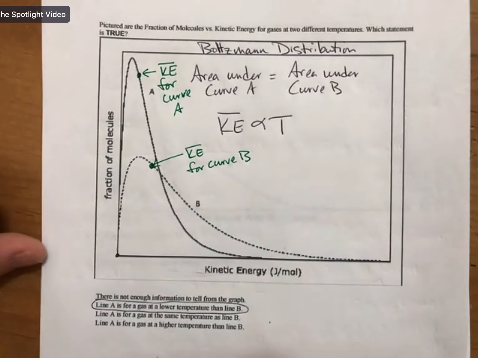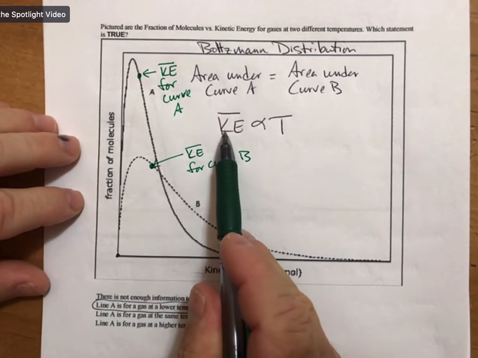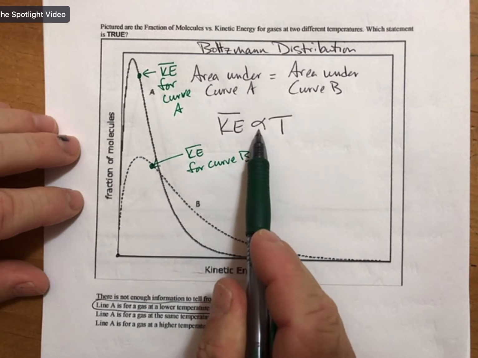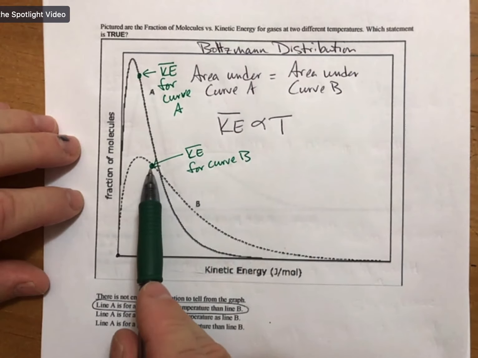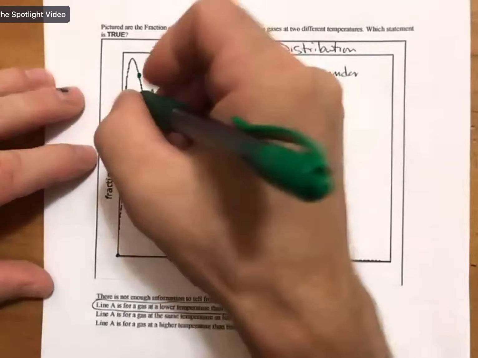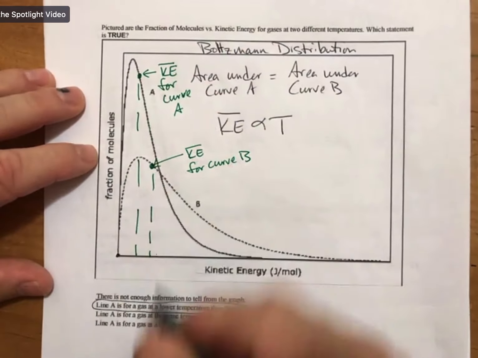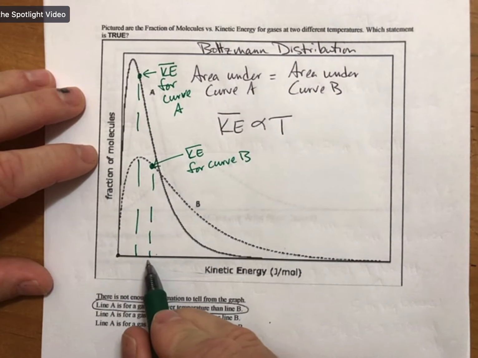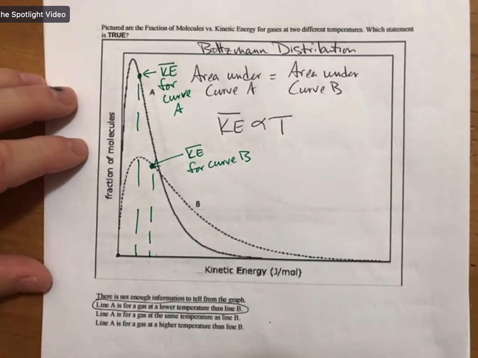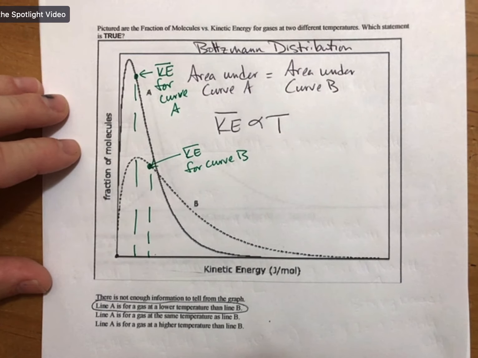Okay, and again, those don't help you answer the question, but what you can see is with this relationship, average kinetic energy is proportional to T. Since the average kinetic energy is larger for curve B, that means it must be at a higher temperature. Are there any questions about this? Okay.